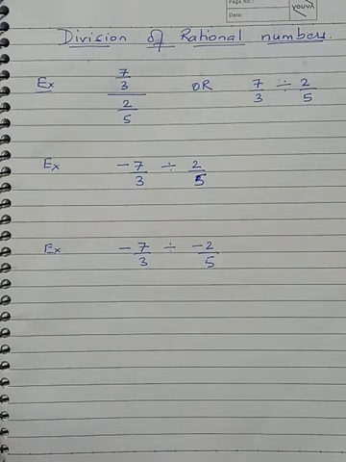In this video, we are going to learn how to divide two rational numbers. Pretty simple. Let's take three examples and you will know how to divide two rational numbers. Let's take the first example. It could be written as 7 upon 3 upon 2 upon 5, or you could have 7 upon 3 divided by 2 upon 5. Means the same. But let's see how to approach these questions.